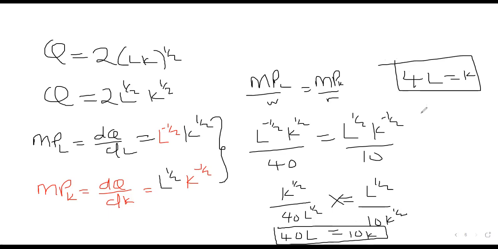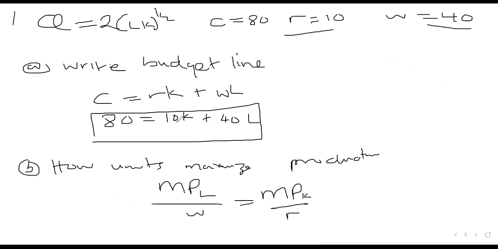So in this case, we now substitute this function into our cost function. So remember our cost function was what? Where there's K, we put 4L. So this will be 80 is equal to 10 in brackets plus 40L. We said where there is K, we're going to put 4L. So here we're going to have a 4L.